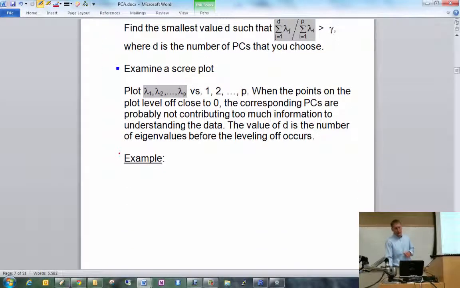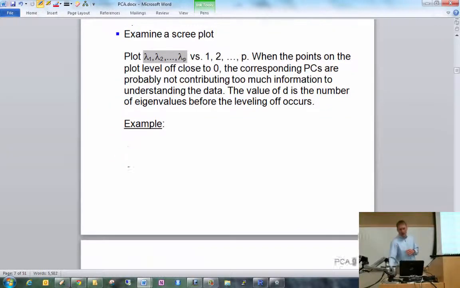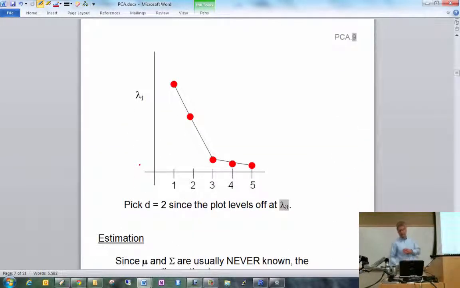Another method is to use what's called a scree plot. Simply, a scree plot is this: plot your eigenvalues, again, those are measures of variability accounted for by each principal component, versus the numbers 1 through p. And you're going to get a plot that looks something like this. What you look for in this plot is where does the plot start to level off? We can see that once you get to 3, the plot's leveling off. And it's kind of close to, if I actually were to draw a numerical scale here, close to 0.